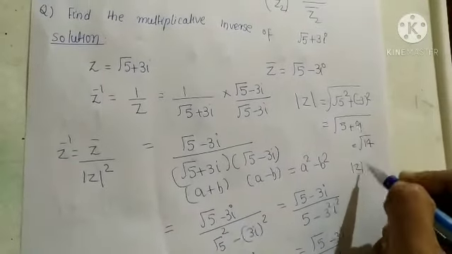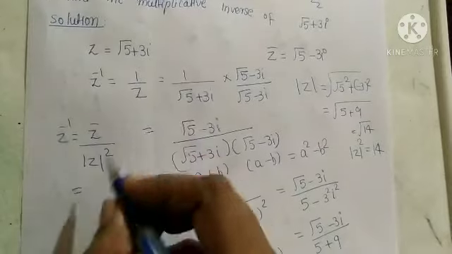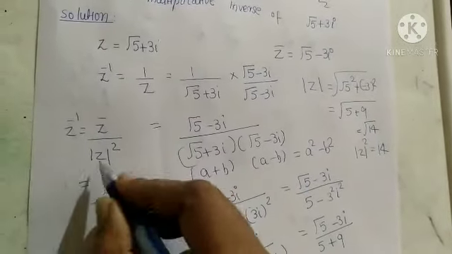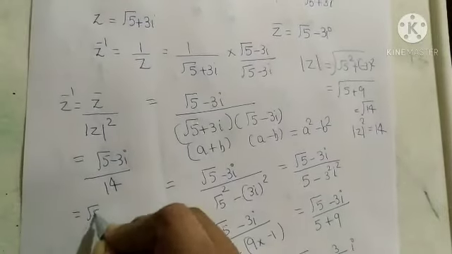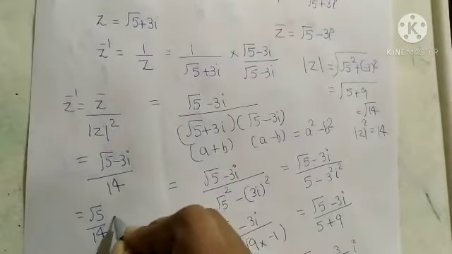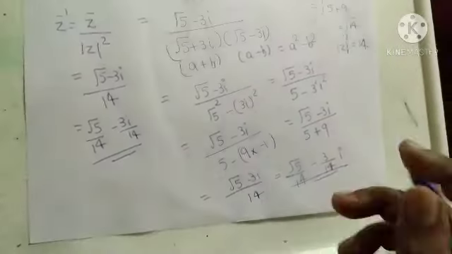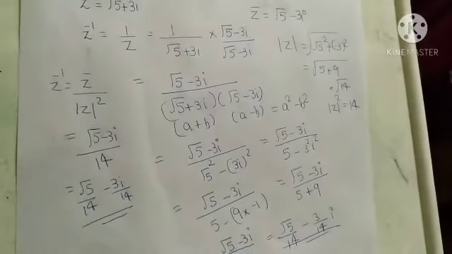Mod Z whole square is equal to 14. So replacing Z bar by root 5 minus 3i, divided by mod Z square, which is 14. So this can be done in either of two methods, and the answer will be the same. Okay, I hope you understood this question.